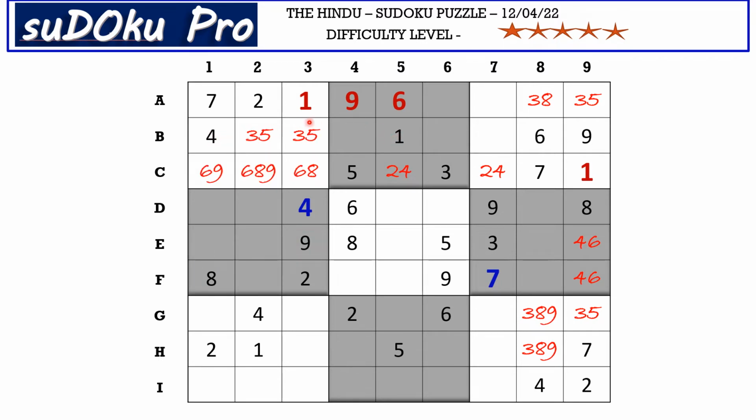In B row there are only 3 empty cells and the missing numbers are 2, 8 and 7. You have 2 and 8 here in column 4, so B4 takes 7 and the rest of the two cells will take the 2 8 pair, that is B6 and B7. Now if you see here there is 8 and 9 in this block, that means 8 and 9 cannot go in any of these cells. So 8 and 9 will be in these two cells, that is G5 and I5. So let's mark it with the 8 9 pair.